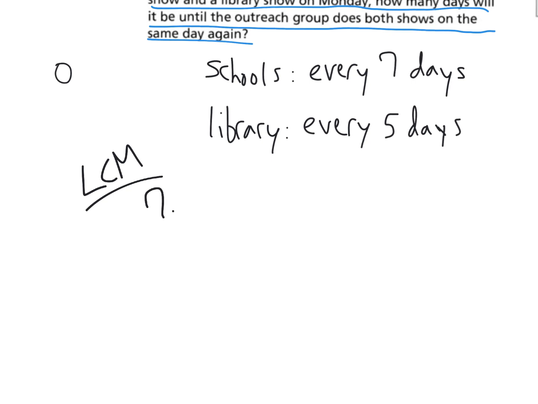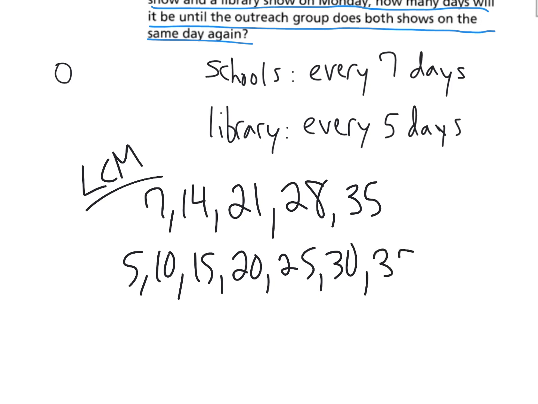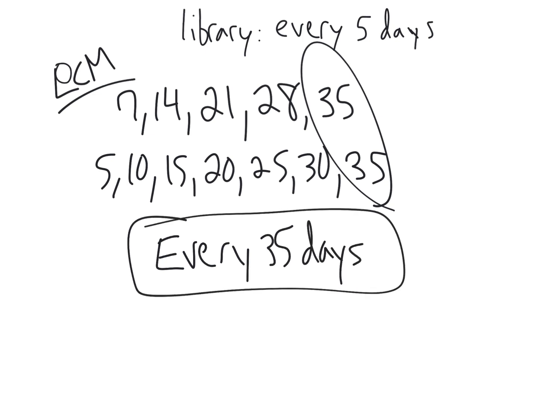So if we list multiples of 7. Now remember, libraries every 5, so multiples of 5 are going to end in 0 or 5. So if you wanted to, you're probably good with just continuing these until you end with something that ends in a 5, just to verify it and to show our work, I guess. We can list out for the other one as well, and there you can see the 35s match up. Okay, so that means every 35 days, those things will both happen on the same day.